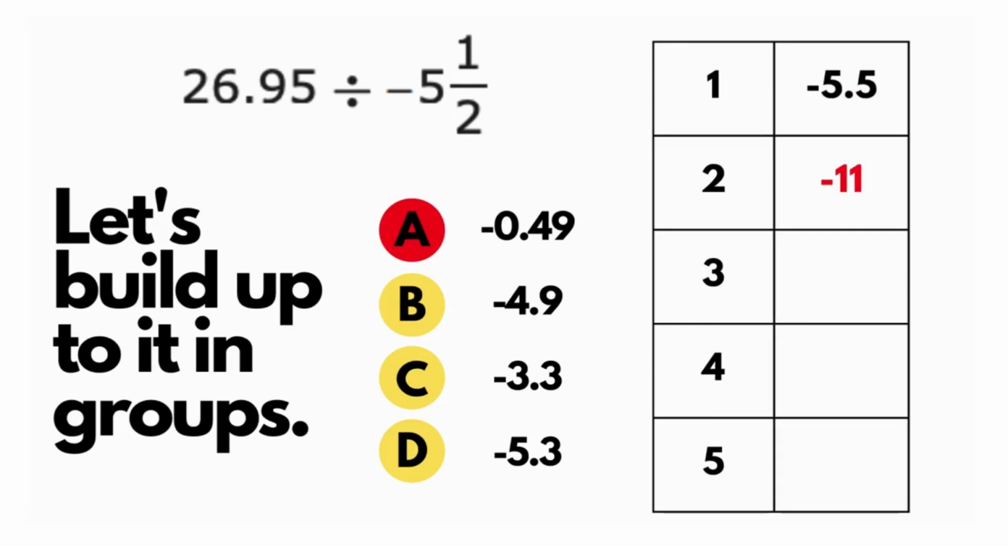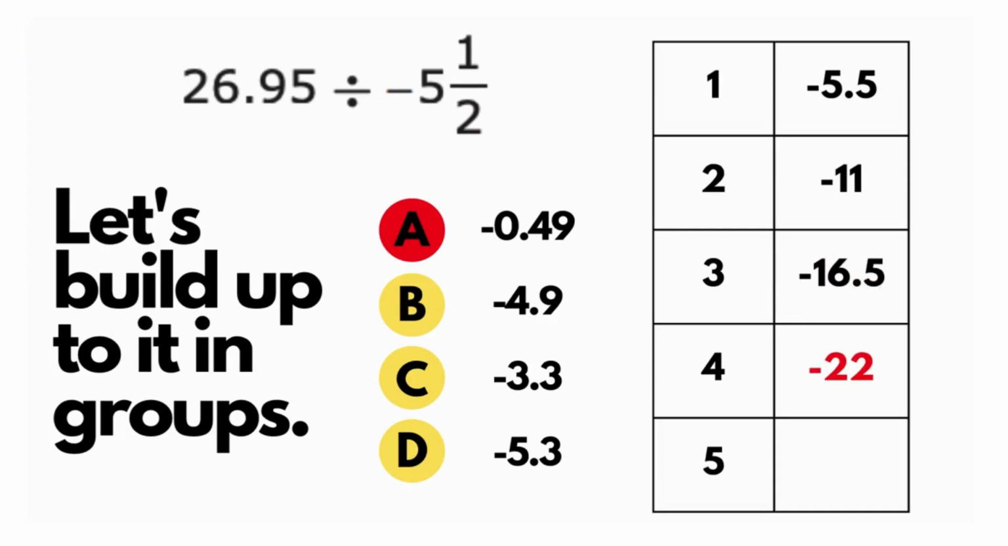Let's go to 2 groups. So we're looking at 2 groups is negative 11. It doesn't eliminate. 3 groups is negative 16.5. So when we look at these, we still have plenty of options here. We still haven't eliminated anything. So 4 groups is kind of where we're trying to figure this out. We've got negative 4.9, negative 3.3, and negative 5.3. So when we go to 4, we should be able to see exactly what we're working with here.